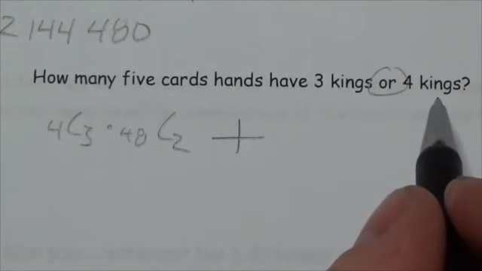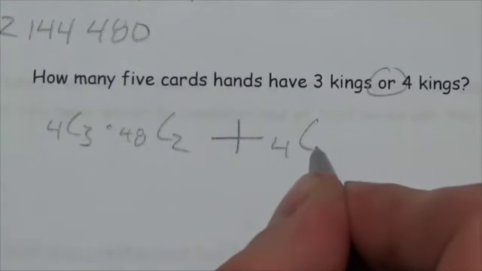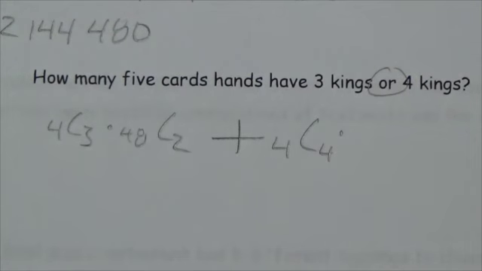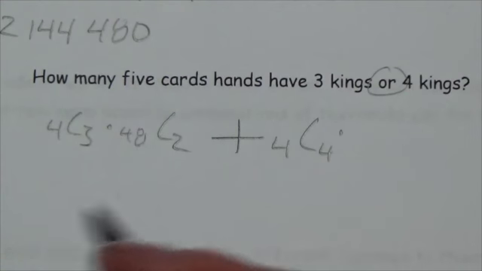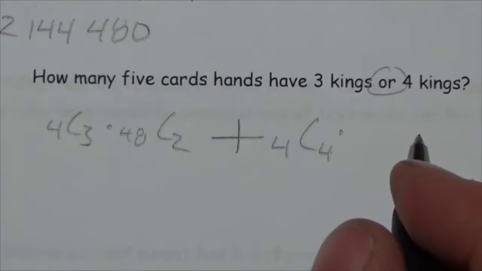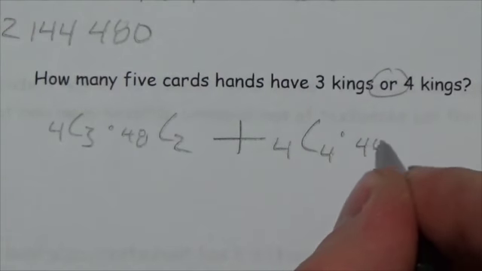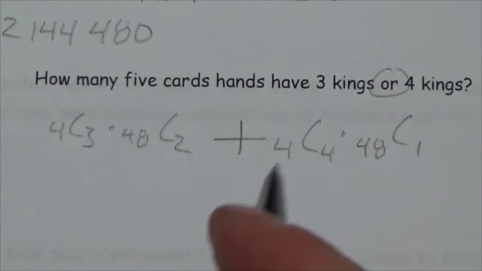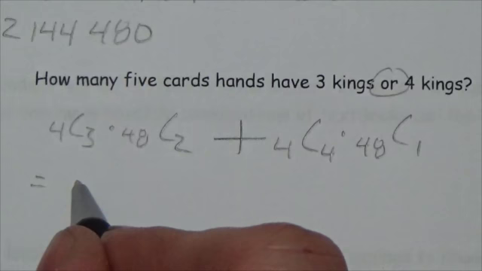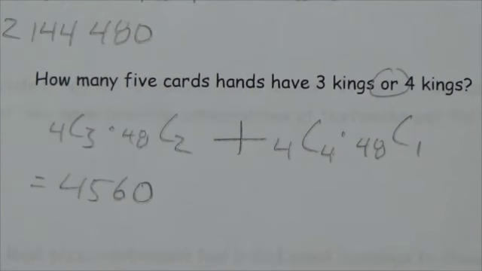Or I could have all 4 kings. Now, if you've got all 4 kings, that's actually pretty straightforward, and there's only really one way to do that. You've got 4 kings, you're going to choose all of them. But we still have to fill in that remaining card, and that's going to be 48 cards left over. I need to choose one of them to finish my hand. And when you press enter on the calculator after entering that in, you get 4,560 different hands that have 3 or 4 kings in them.